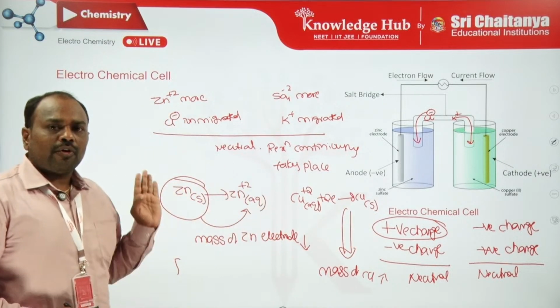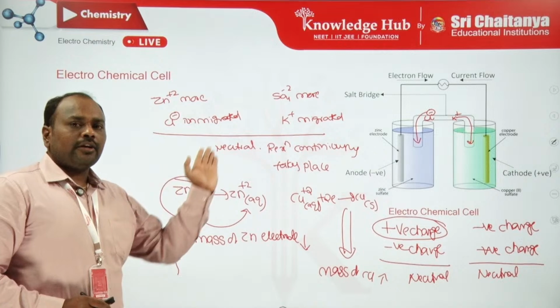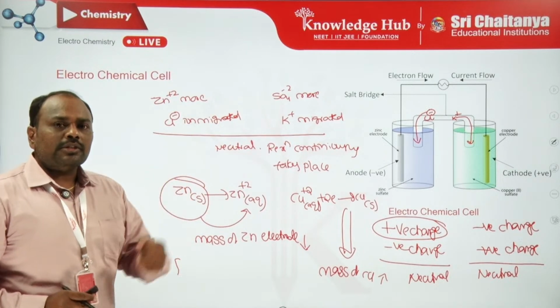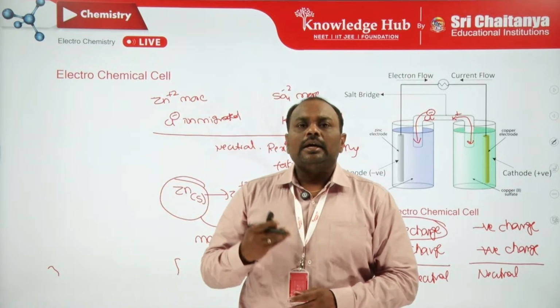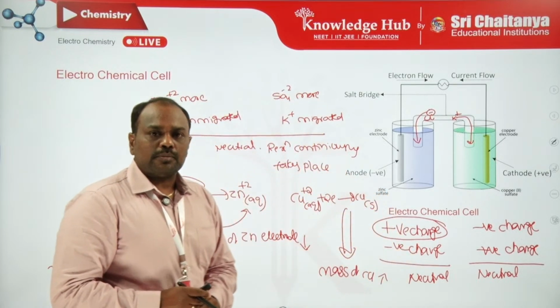So electrons flow from which side to which side? Left side to right side. On which side does the oxidation reaction take place? The oxidation reaction takes place on the left side, and the reduction reaction takes place on the right side.